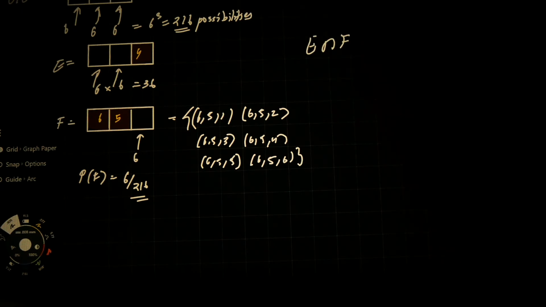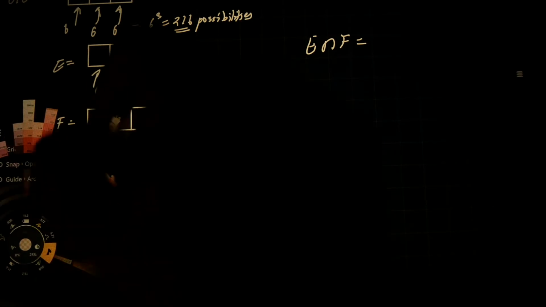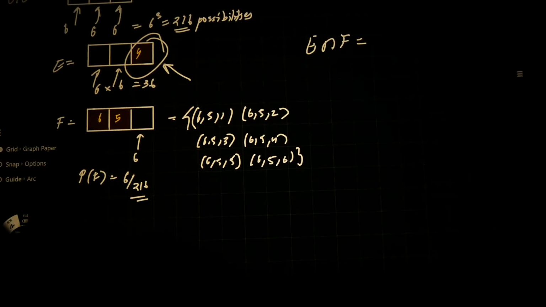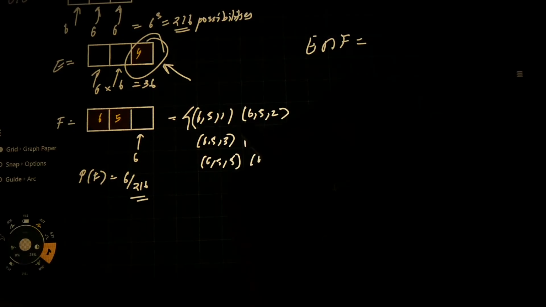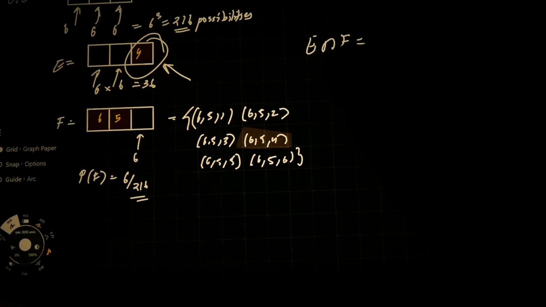E intersection F should be common in both. Whatever is in E will end with 4. So the only possibility that ends with 4 in F is 654. So E intersection F is only 1. So what is P of E intersection F? It is 1 out of 216.